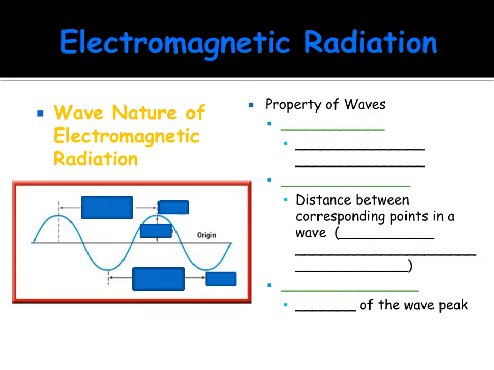So we have to talk about the properties of waves. Who remembers what the three parts of a wave are? Go ahead, Zach. What you got? You have the trough, no. What are the properties? Wavelength, frequency, and speed. And amplitude is the other one.